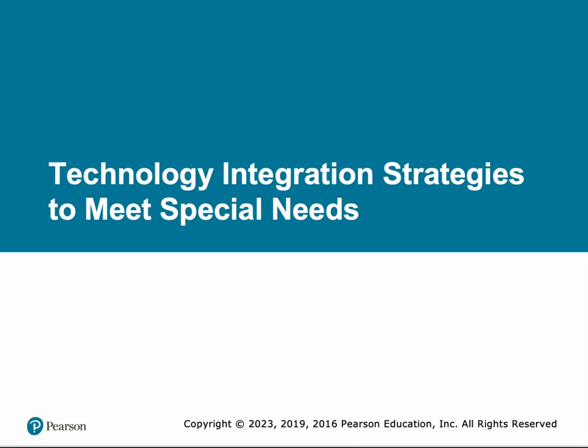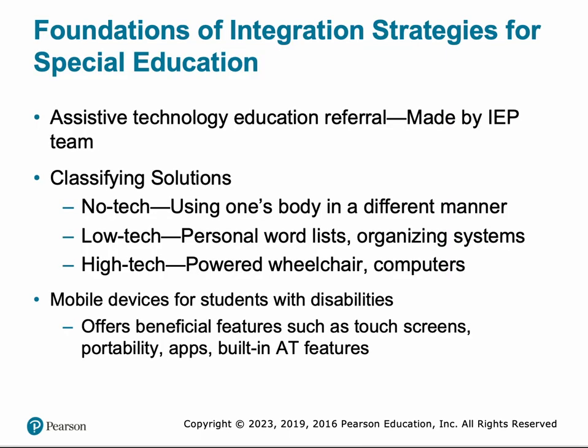So how do we integrate it to meet special needs? Well, assistive technology can happen through an educational referral, and that's made by the IEP team. What they do is classify these different solutions. We have the idea of no tech. In other words, you're just going to use your own body a little differently. Then there are things like low tech, which could be personal word lists or organizing systems.